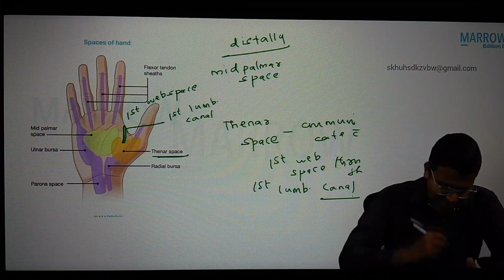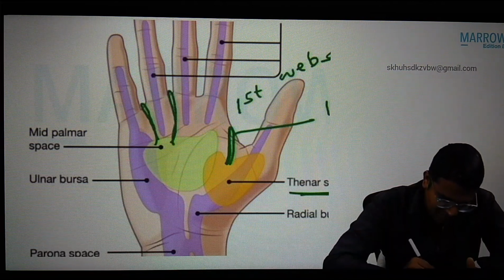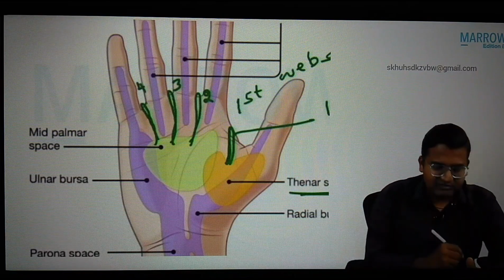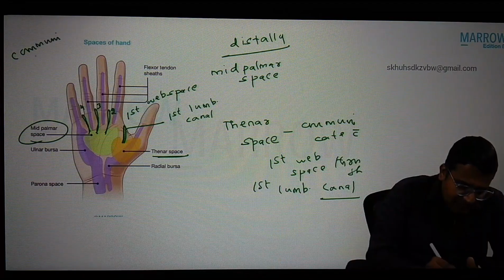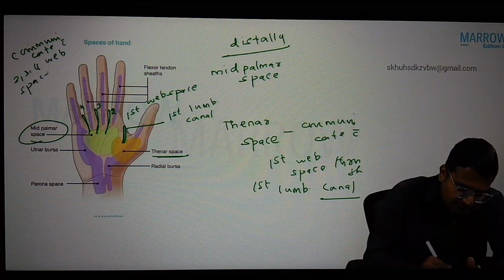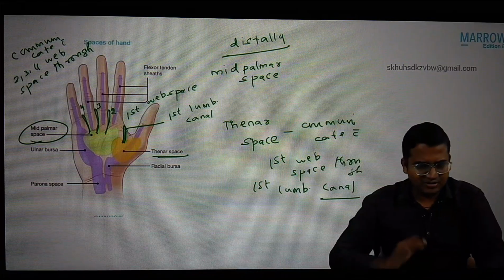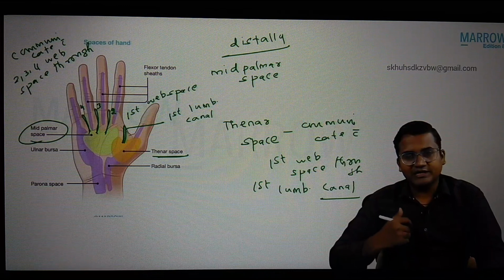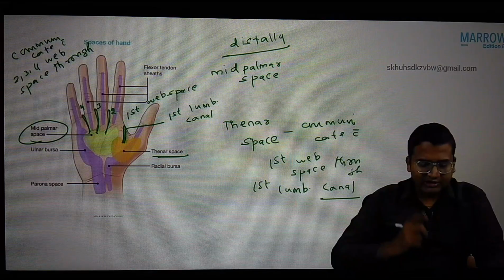Okay, right. Now the mid-palmar space communicates with the second, third and fourth web spaces. This is the second web space, third web space and fourth web space. So our mid-palmar space distally communicates with the second, third and fourth web spaces through the second, third and fourth lumbrical canals. Very simple. So the thenar space communicates with the first web space, and the mid-palmar space communicates with the second, third and fourth web spaces. Okay, now one important point.